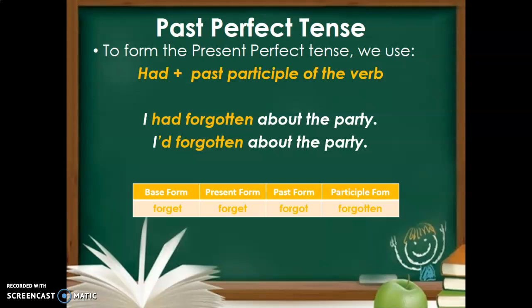So here I have a little table that explains the verb forms. So the base form for the verb forget, which is the same in the present form, forget. The past form, forgot, it changes because it's an irregular verb. And then the participle form, which is forgotten, right? So remember, it's very important to learn and memorize the participle forms and the past forms of irregular verbs.